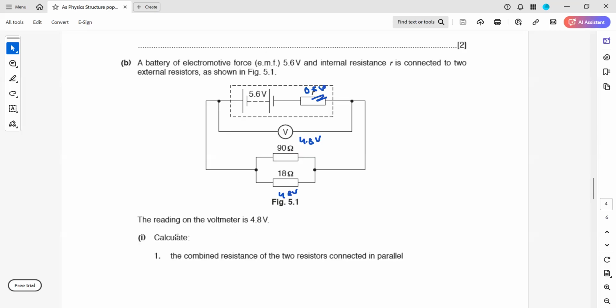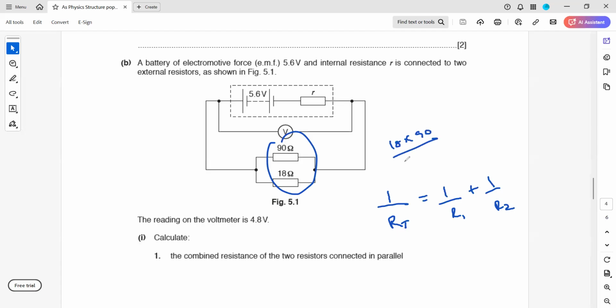The reading on the voltmeter is 4.8. Calculate the combined resistance of the two resistors in parallel. If the two resistors are connected in parallel, you can use the formula product divided by sum, or you can also use the formula 1 over RT equals 1 over R1 plus 1 over R2. When two are in parallel, it's product divided by sum. So 18 times 90 divided by 18 plus 90. The result is 15 ohm.